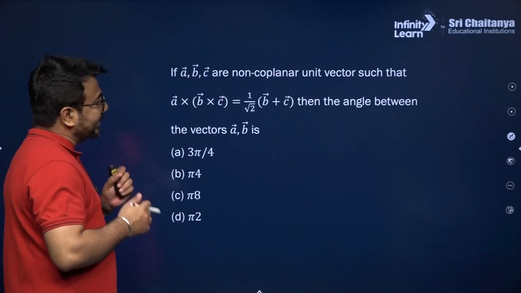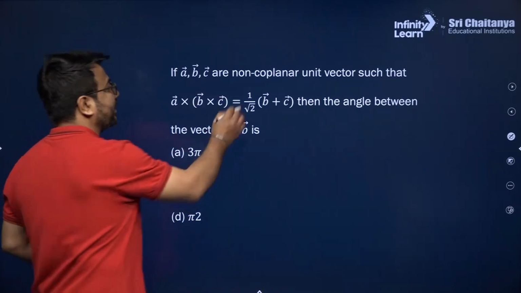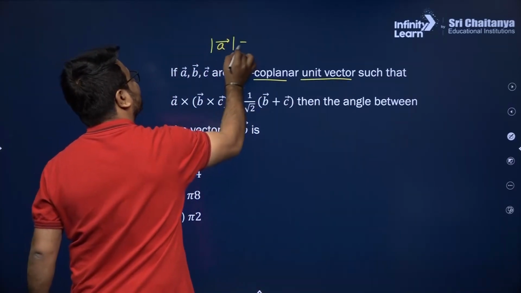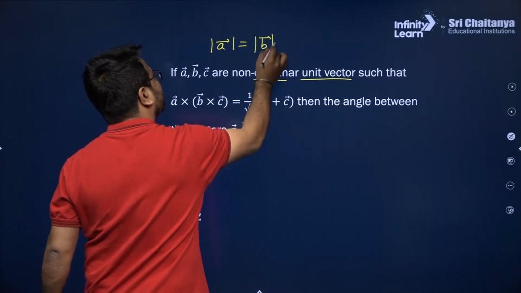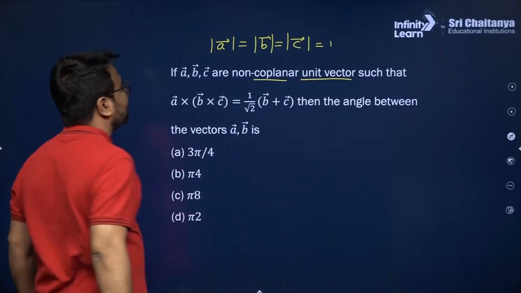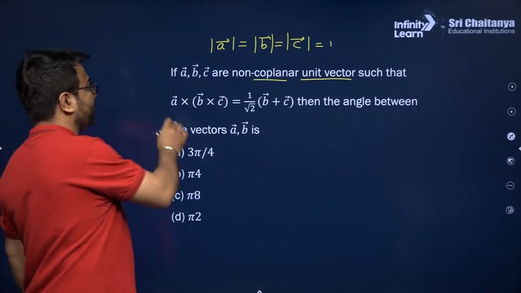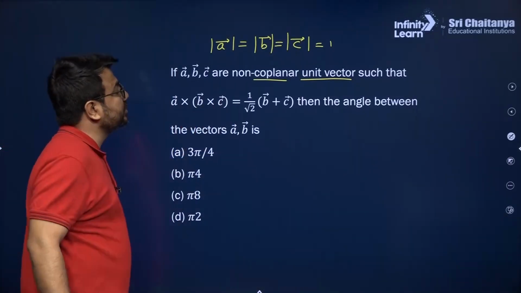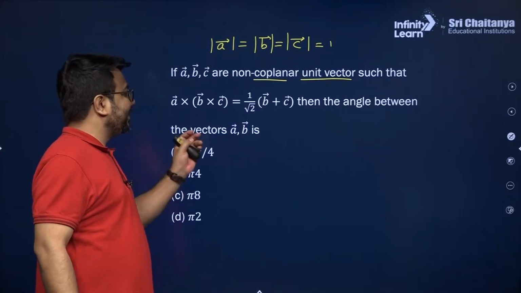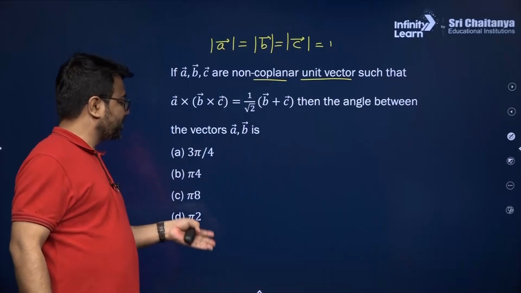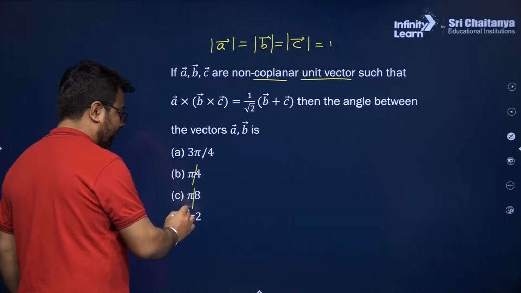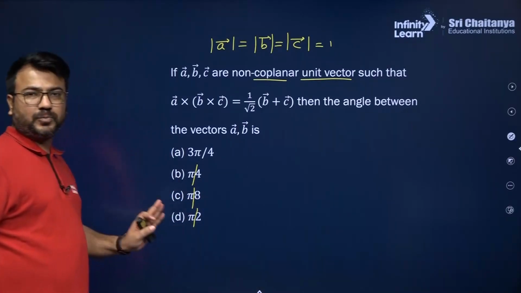Here we are given 3 vectors A, B, C. These are non-coplanar vectors and they are also unit vectors. That means magnitude of A, magnitude of B, magnitude of C are all equal to 1. Such that the triple cross product A cross B cross C is equal to 1 upon root 2 times B vector plus C vector. Then what is the angle between the vectors A and B? The options are 3 pi upon 4, pi upon 4, pi upon 8 and pi upon 2.